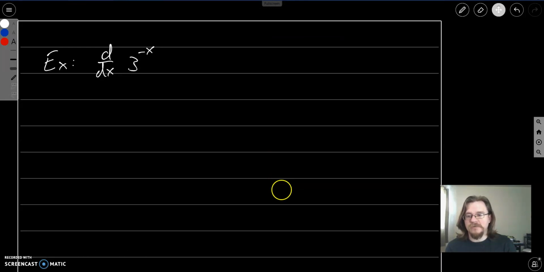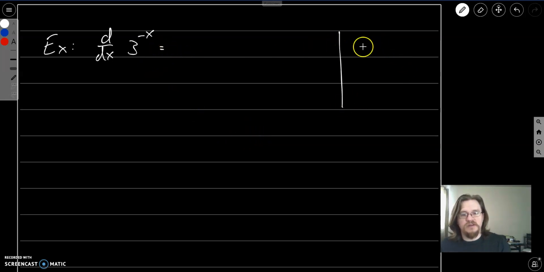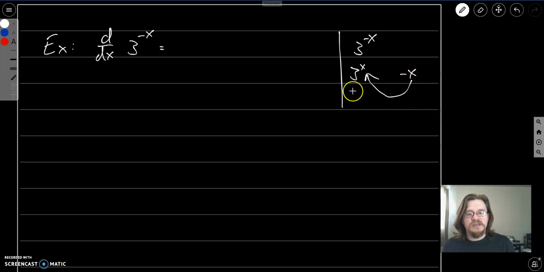Let's do this guy here. We have the derivative of 3 to the minus x. And again, I'll do this in a couple of different ways. So first of all, off to the side over here, we'll notice that 3 to the negative x is going to be the composition of two functions. I've got 3 to the x, and I'm plugging in a negative x into there. So here's my outside function, here's my inside function.